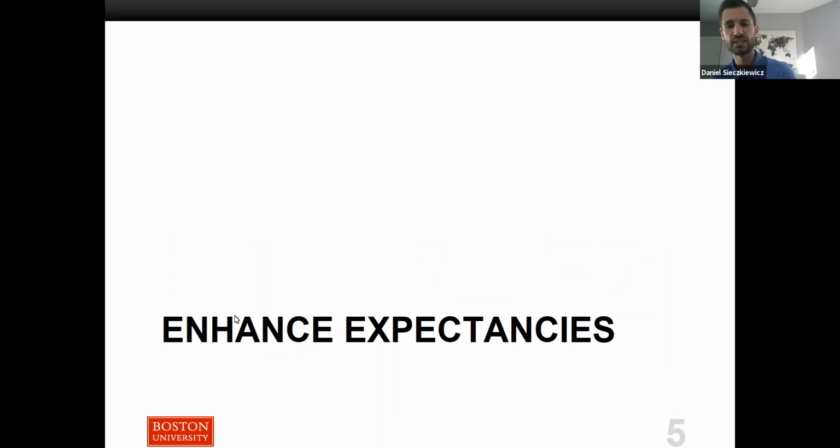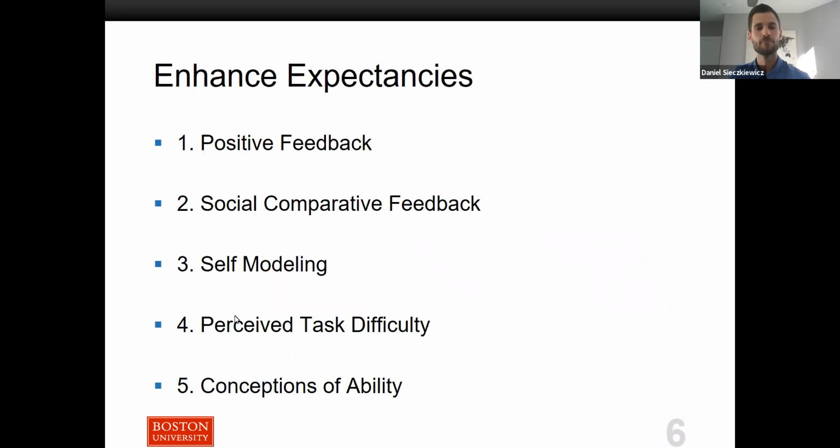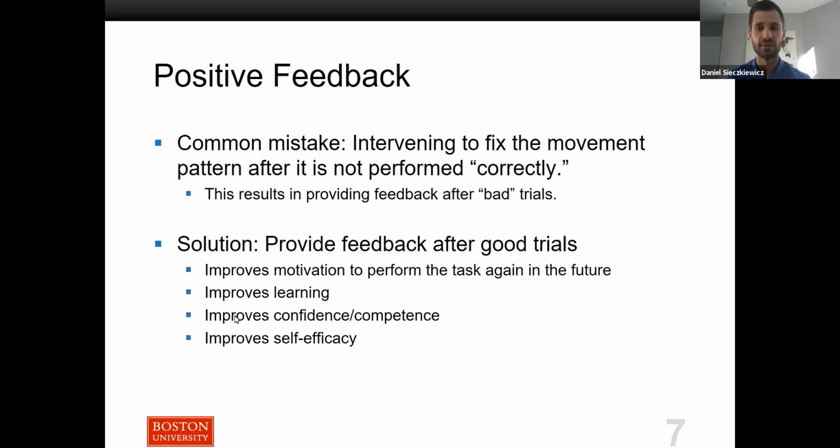We'll discuss in more detail the motivational aspects of learning, and we'll start with enhancing expectancies. There are many ways to enhance learner expectancies, including providing positive feedback, providing social comparative feedback, self-modeling, adjusting the perceived task difficulty, and also helping to improve conceptions of ability. And we'll go through each one of these things here.